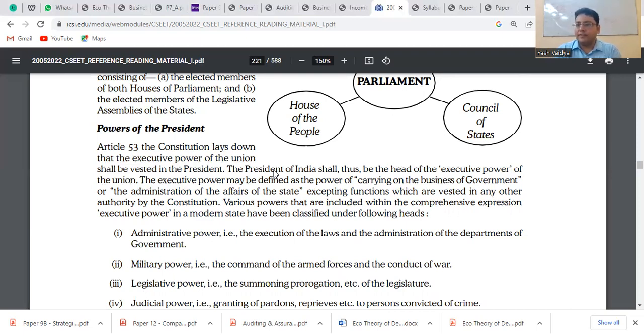There are three powers now. One is legislative power, executive power, and judiciary power. In that, executive power is to implement the law, they will implement the law in the name of president. Right? The executive power may be defined as the power of carrying on the business of government, or the administration of affairs of the state, excepting functions which are vested in other authority by the constitution. Right? So there are three wings of democracy.